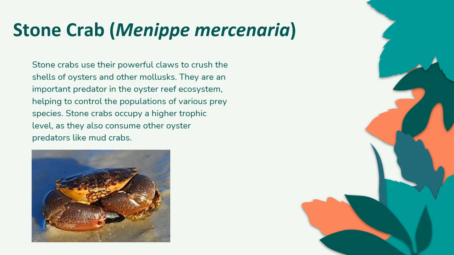Stone crabs use their powerful claws to crush the shells of oysters and other mollusks. They are an important predator in the oyster reef ecosystem, helping to control the populations of various prey species. Stone crabs occupy a higher trophic level as they also consume other oyster predators like mud crabs.